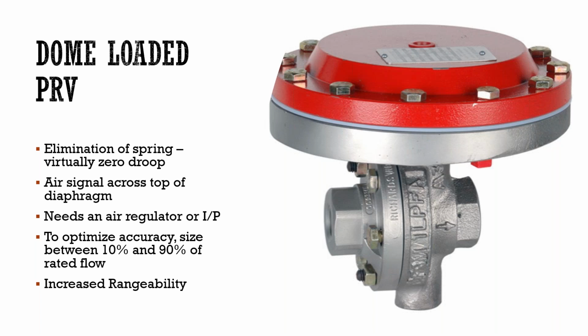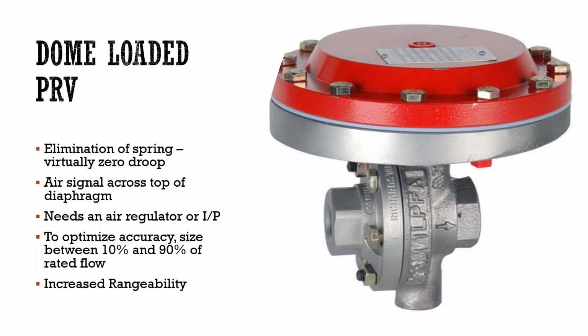Dome loaded. This is a dome loaded, and you'll immediately notice that it looks like this guy's chopped off. Well, we don't have a spring housing here because we don't have a spring. So you're going to be able to put a load on top of this, and because it eliminates the spring, the droop is greatly reduced. We generally talk about somewhere between 2% and 5% of the set point, which means it's between 95 and 98% accurate to your desired set point.